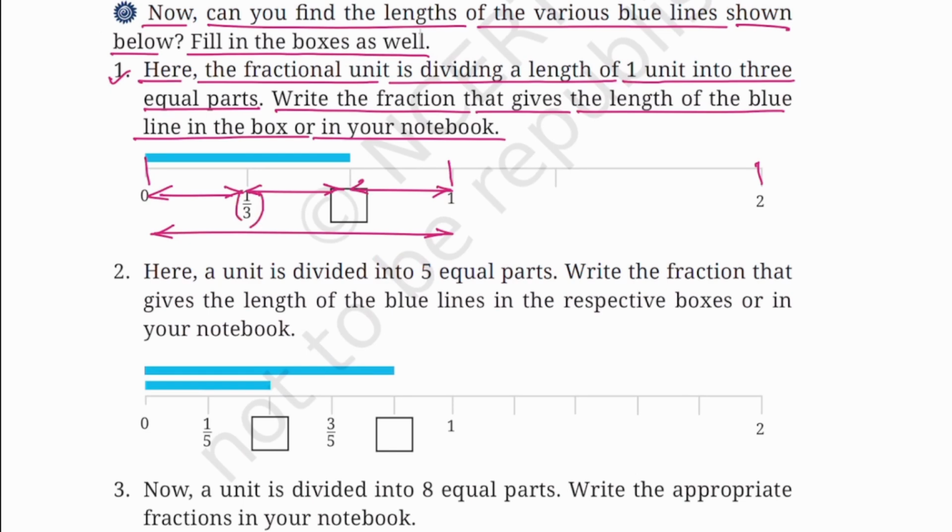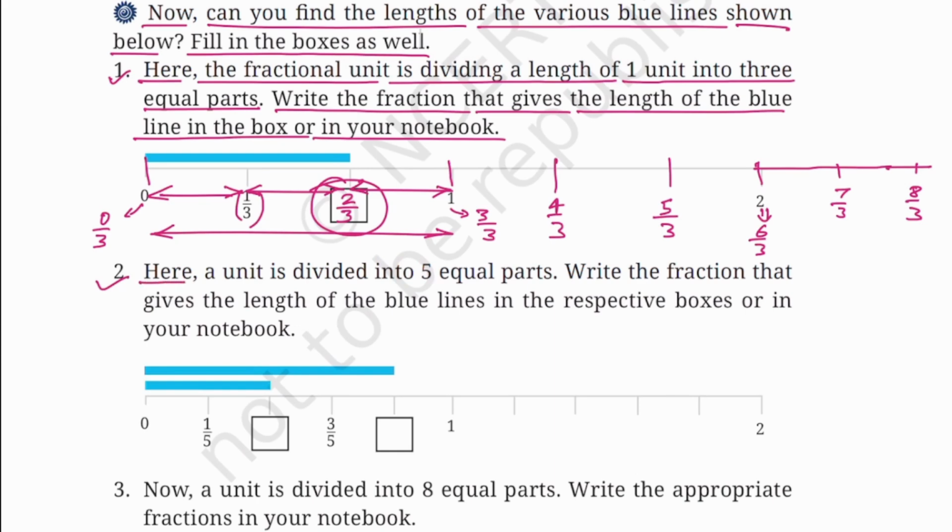So this one is 1 upon 3. This is 2 upon 3, and 1 can be written as 3 upon 3. 0 can be written as 0 upon 3. So the length of the blue line will be 2 upon 3. Similarly, this sequence can be extended to 4 upon 3, 5 upon 3, 2 can be written as 6 upon 3. Similarly, 7 upon 3, 8 upon 3 and so on.